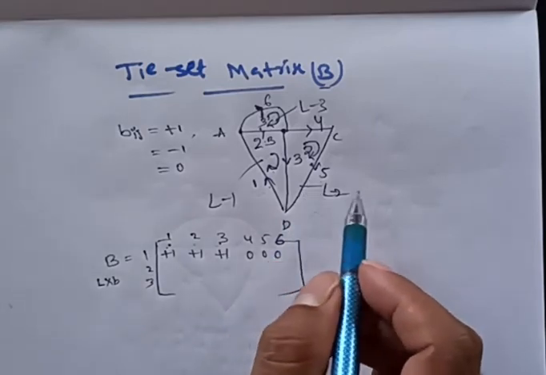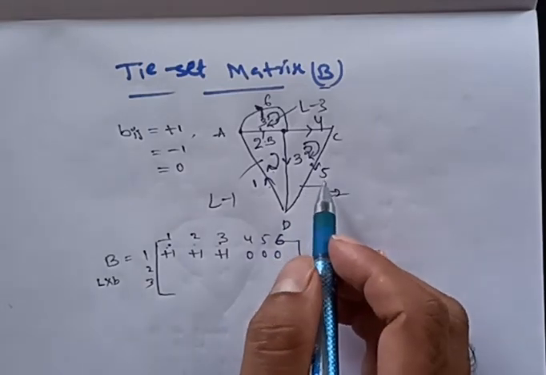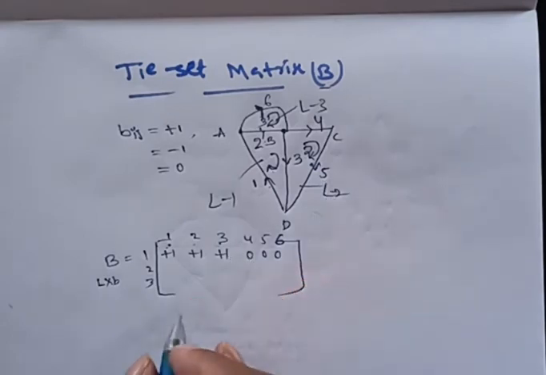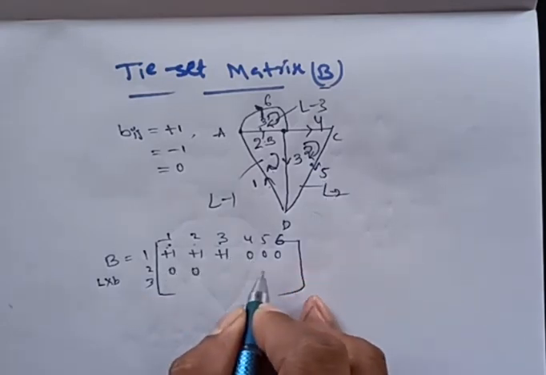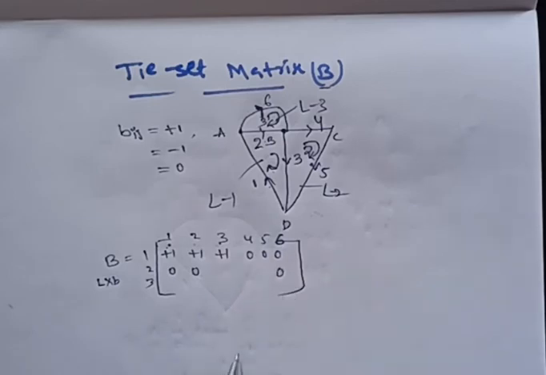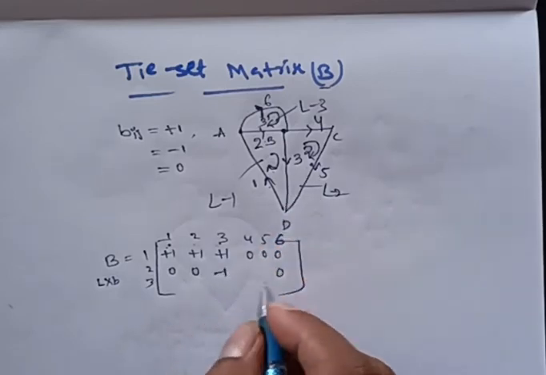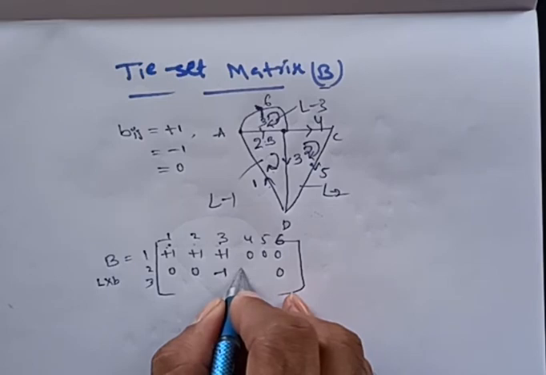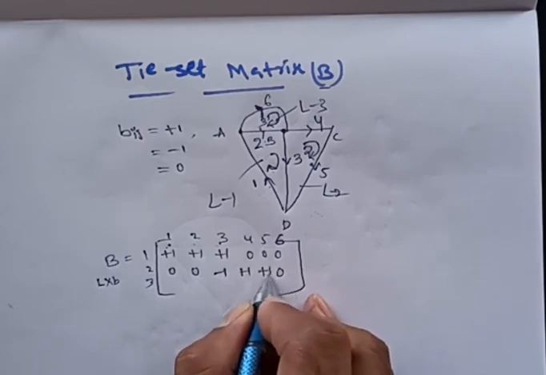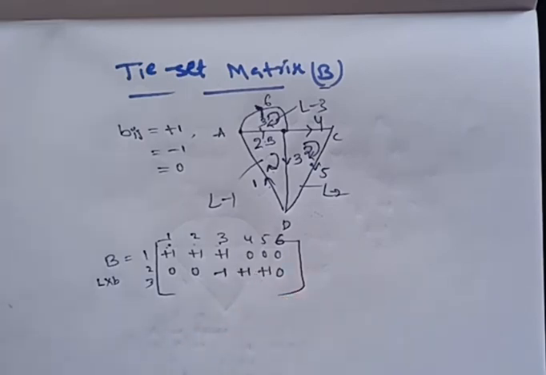Now coming to loop 2, branches 3, 4, 5 exist in the loop. So for 1, 2, 6 we place zeros. 3 does not coincide, 4 coincides, 5 coincides. There we fill the values accordingly as -1, +1, +1.